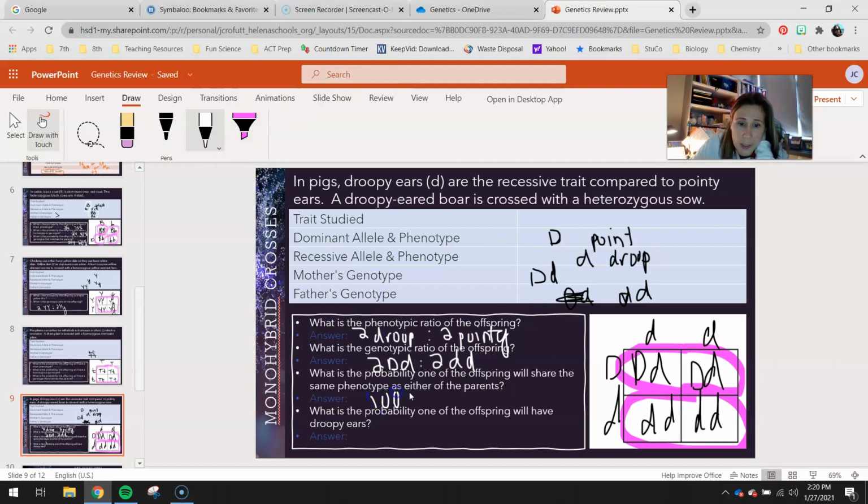And finally, what is the probability that one of the offspring will have droopy ears? Okay, that one's a little bit more specific because only dad has droopy ears. So for that one, we'd only look at these two individuals here. So our answer would be either 2 out of 4 or 50%.